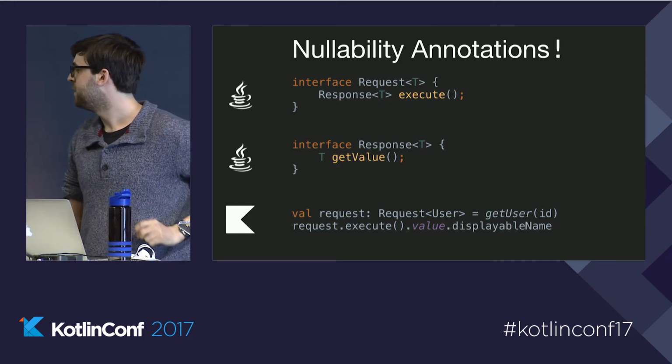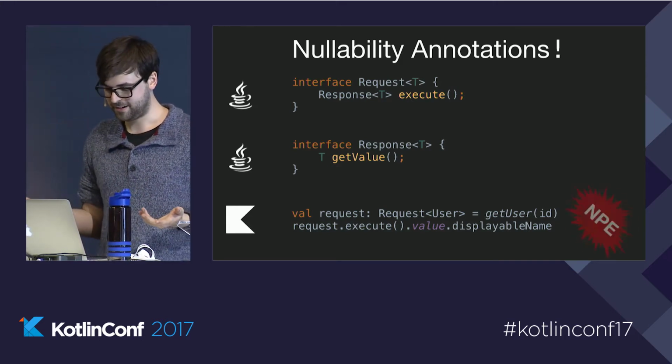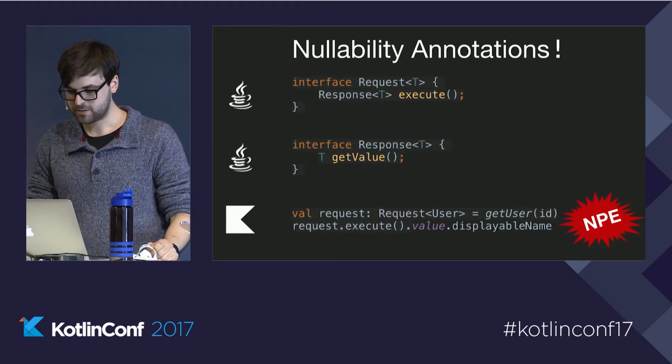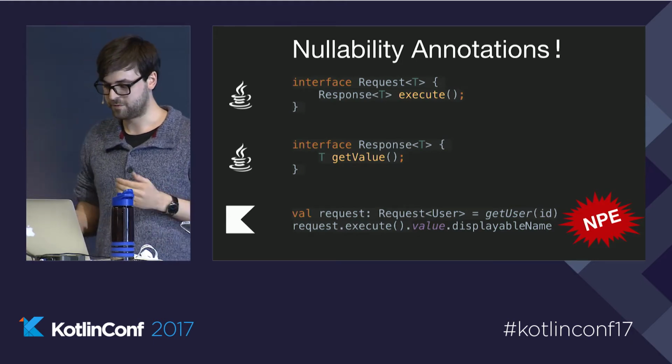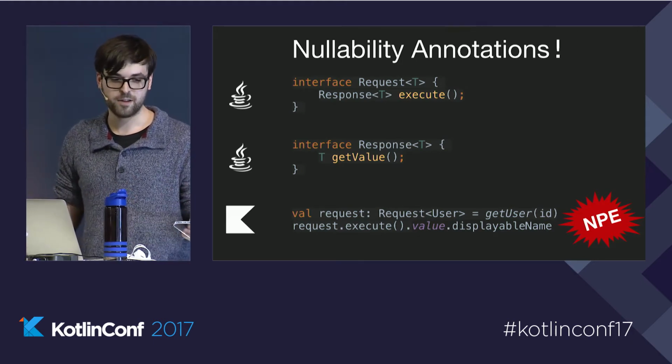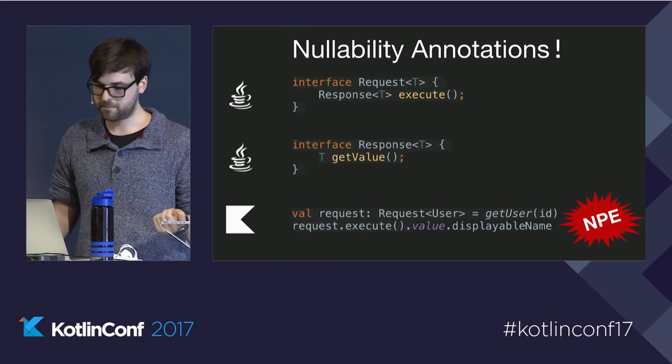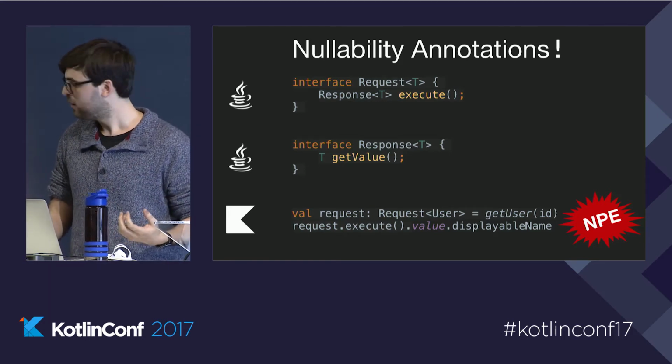And it gets this nice NPE. And you go, what happens? I thought Kotlin doesn't have NPEs. So of course it does, in the form of the Java interop, because Java doesn't have nullability baked into its type system, right? So what do you do about this?